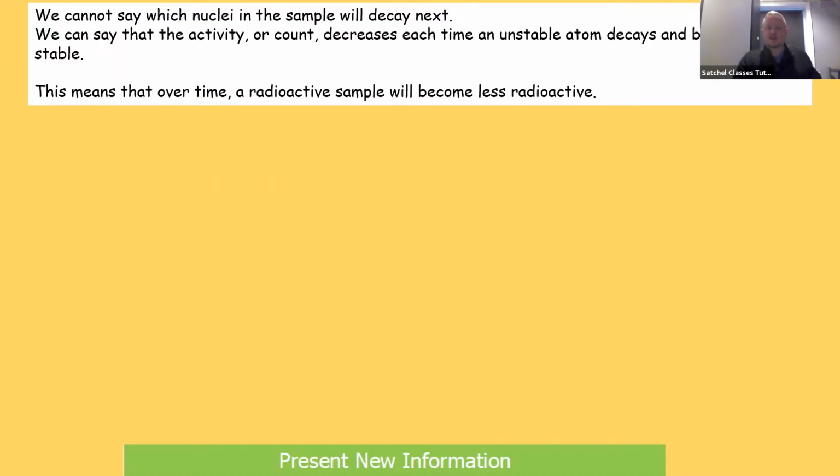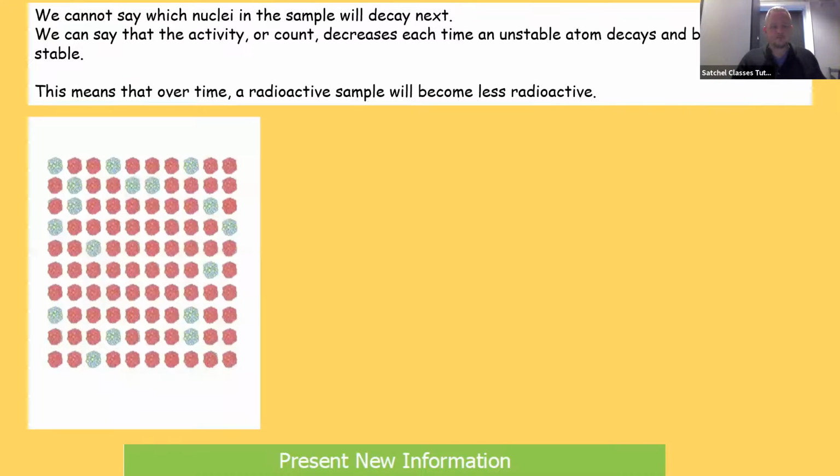Now, like we said before, we cannot say which nuclei in the sample will decay next. What we can say is that the activity or the count decreases each time an unstable atom decays and then becomes stable. This means that over time, a radioactive sample will become less radioactive. Here we've got a diagram representing the number of atoms that are there.